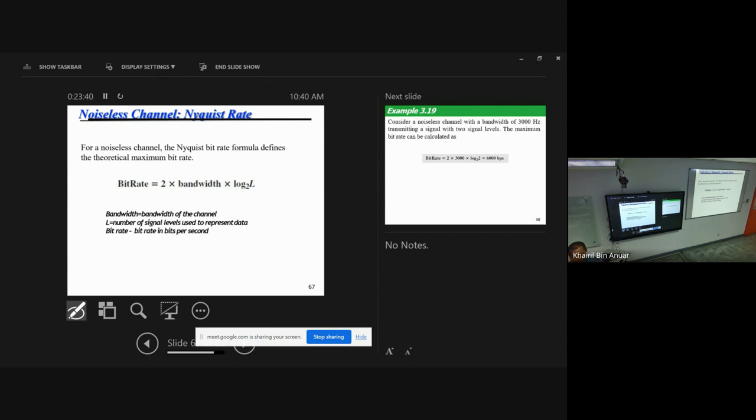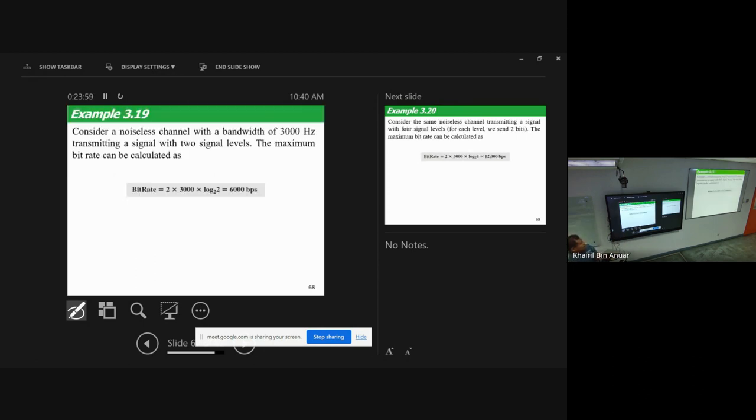So say that you wanted to have this information being transferred, and you have decided the number of levels that you want to have, so you can calculate what the bit rate would be. For instance here, if you have a bandwidth of 300 hertz, and you wanted to transmit with 2 signal levels, the maximum bit rate can be calculated as 2 times the bandwidth times log base 2 of the number of levels. So you will have this in bits per second.